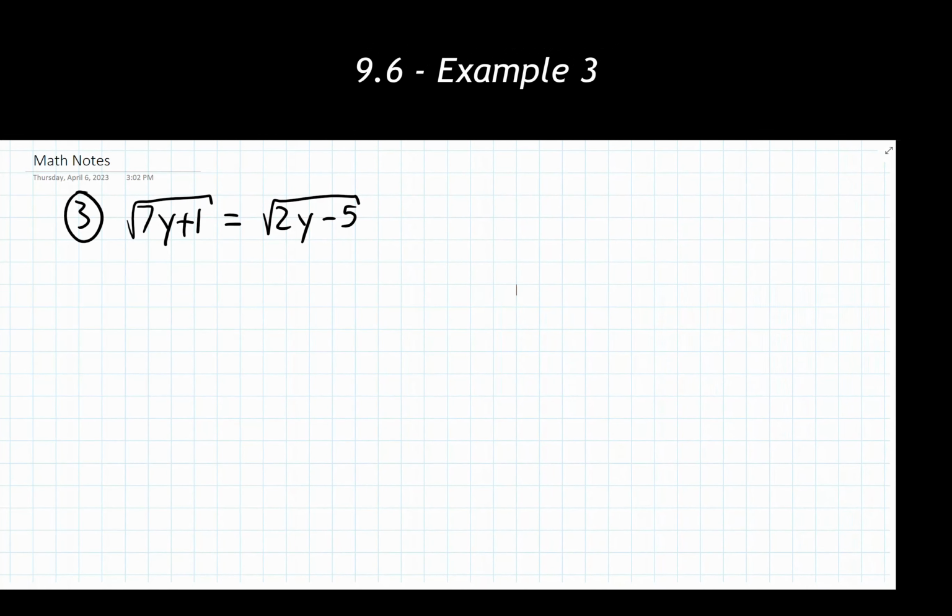Looking at example 3, we're going to go through and solve this thing the same way we have the past two. Our goal is to isolate a radical to one side of this equation. Now we're noticing in this problem that we have a radical on the left side and a radical on the right side. Thankfully, there's nothing else being added or subtracted to the end of these, and there's nothing that's being multiplied or divided in front of these as well.